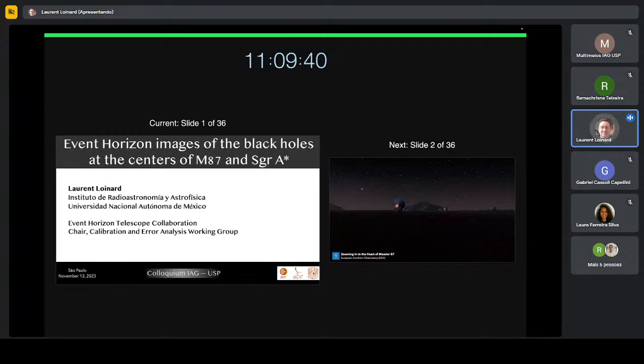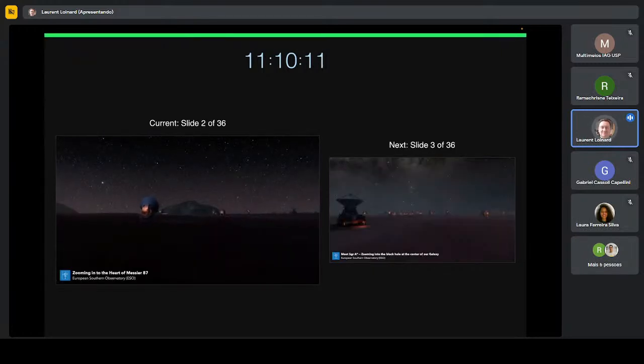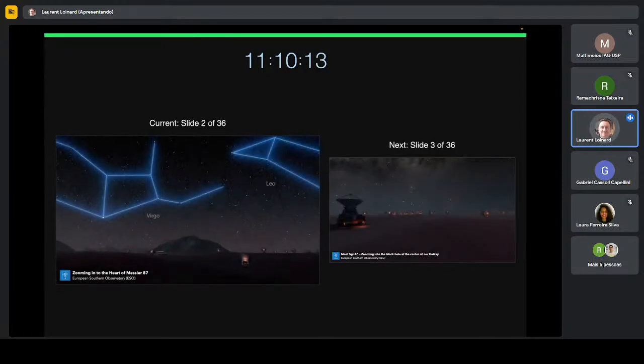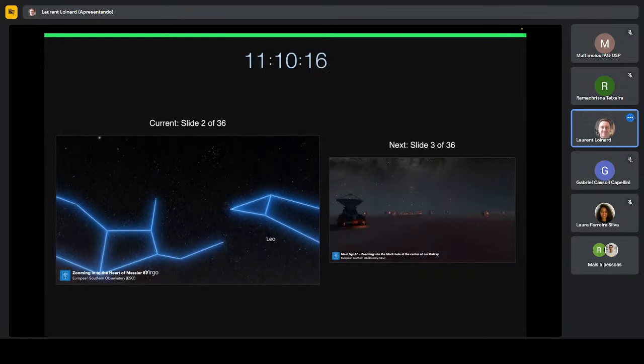So what I want to tell you about today are these images that were obtained with the Event Horizon Telescope. In particular, I want to try to explain what these images mean and why they are important. As was just said, I'm a professor at the National University of Mexico in Morelia, Michoacan, and I am also a member of the Event Horizon Telescope, where I currently chair the Calibration and Error Analysis Working Group. My talk is really going to be about two black holes. In fact, I'm going to mostly focus on one, M87.